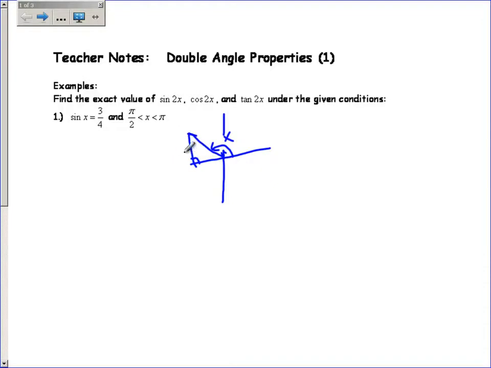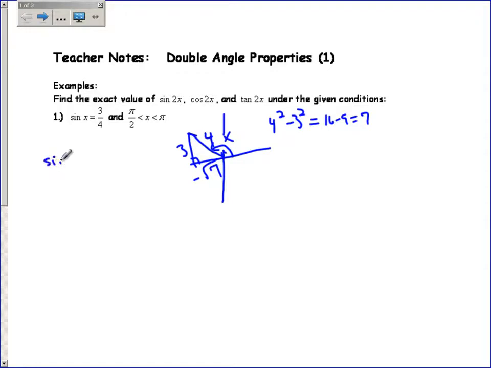Sine of x equals 3/4, so I know my opposite side is 3 and my hypotenuse is 4. If we do our Pythagorean theorem, 4 squared minus 3 squared, I get 16 minus 9, or 7. So this side is the square root of 7, and of course it's negative because I went left.